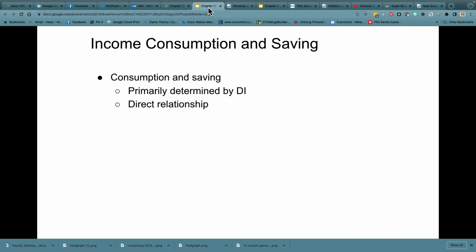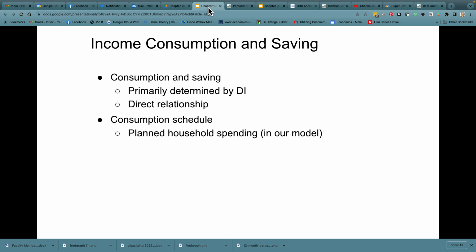There is a direct relationship between consumption and savings and disposable income. When disposable income goes up, consumption and savings goes up. When disposable income goes down, consumption and savings goes down. We can look at this via a consumption schedule, and we'll look at that in a moment.